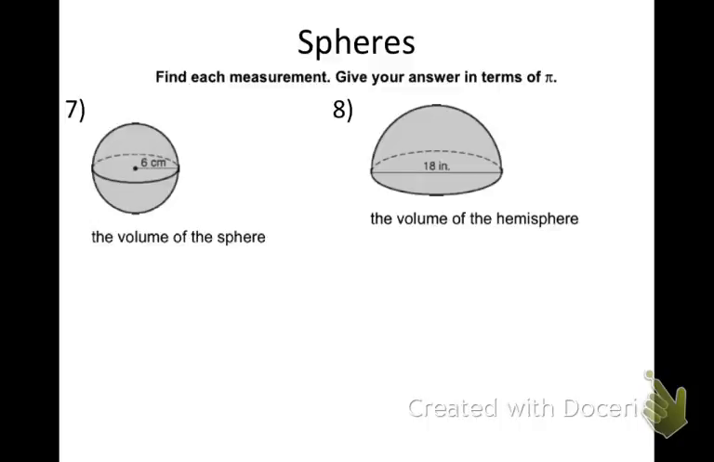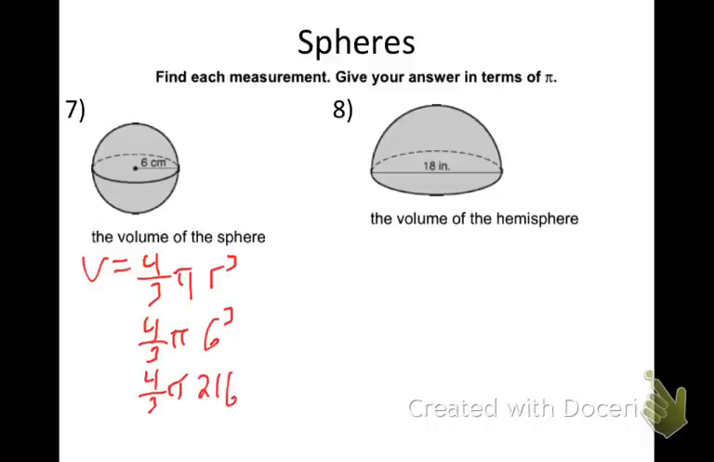So let's walk through number 7 here. The volume of a sphere is 4/3 pi r cubed. What's my radius, Ryan? So 4/3 pi 6 cubed. What is 6 cubed? 216. Nice job. So 216 times 4 divided by 3. What's the answer going to be? 288 pi centimeters cubed. Nice job.